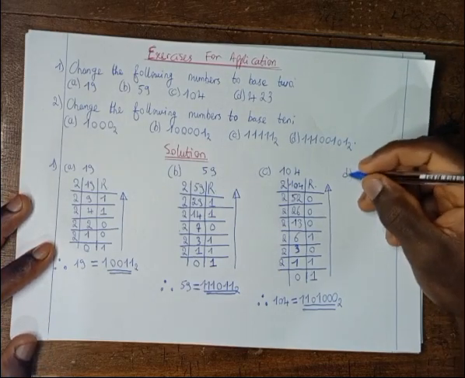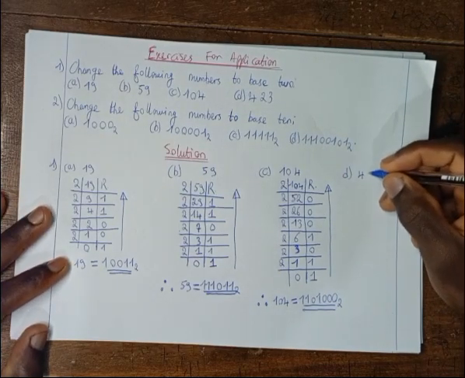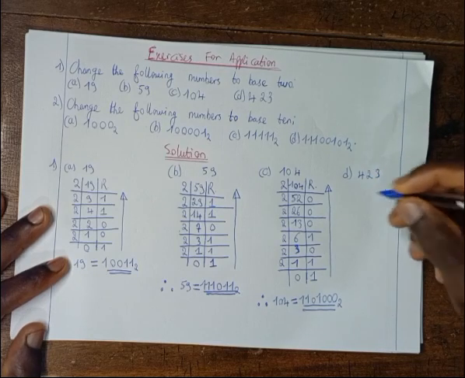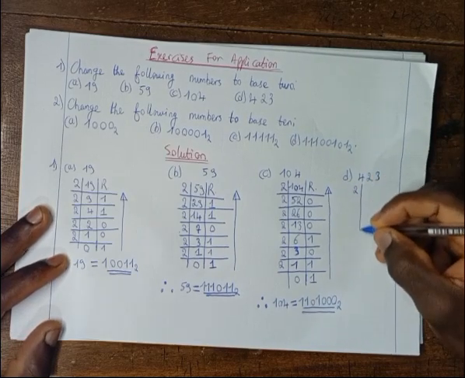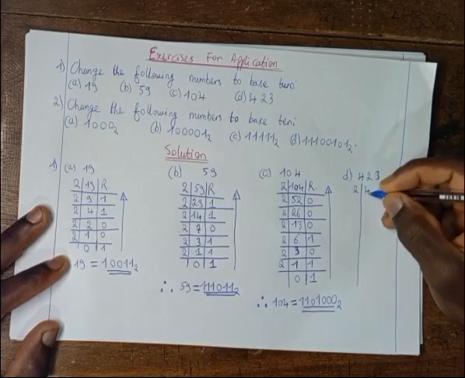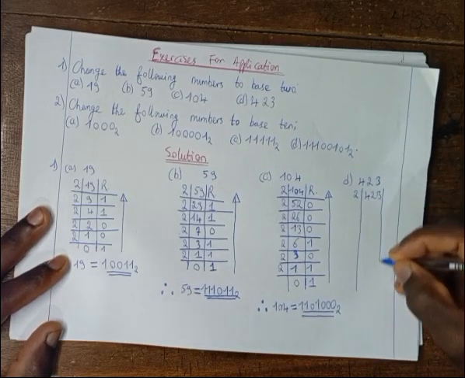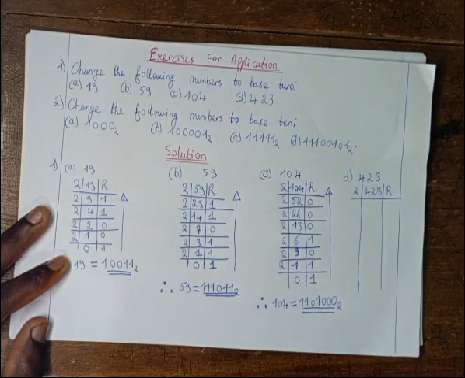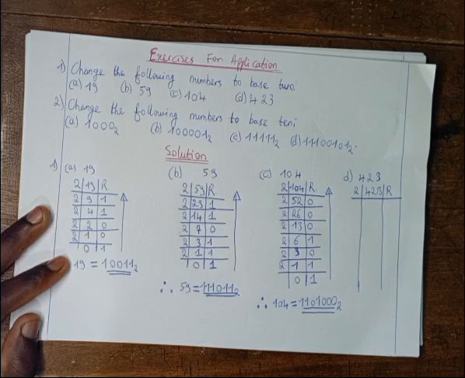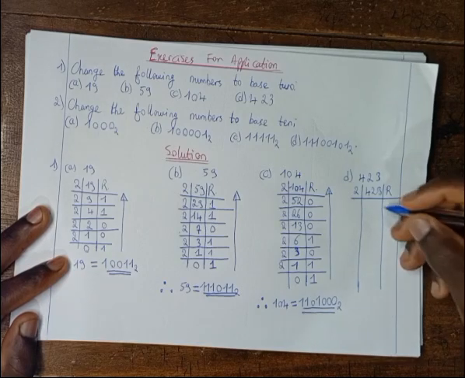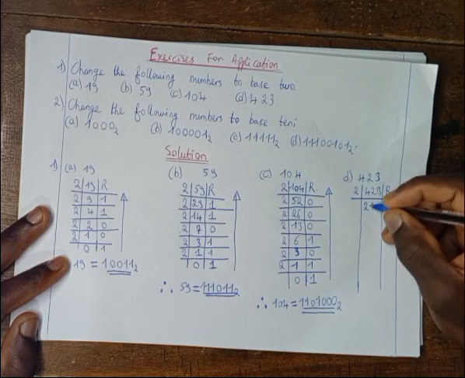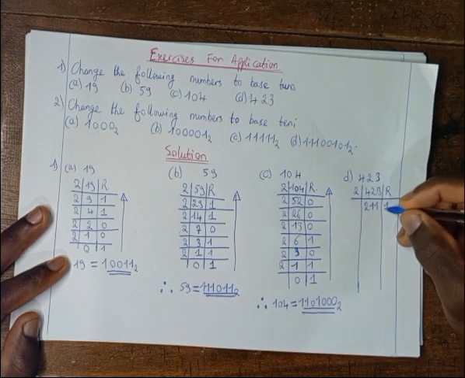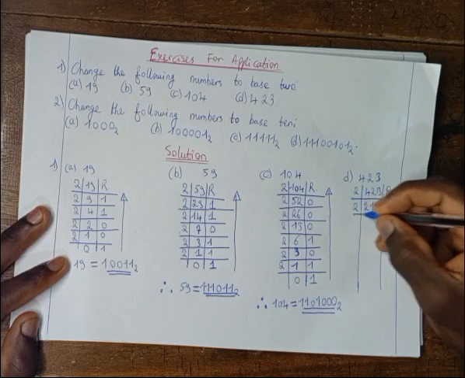Next we go now to D. For D we have the number 423. First column we have 2. Next we have 423. Last column we have the remainders. The next thing we have to do is divide the number 423 by 2, and this will give us 211, remainder 1. Bring down 2.